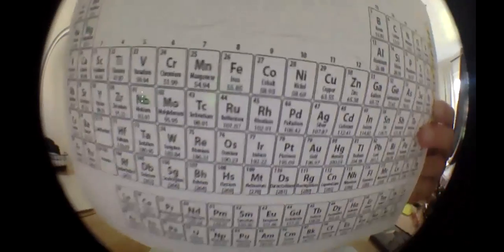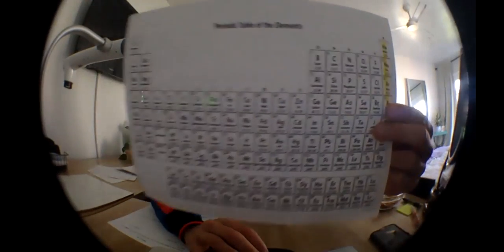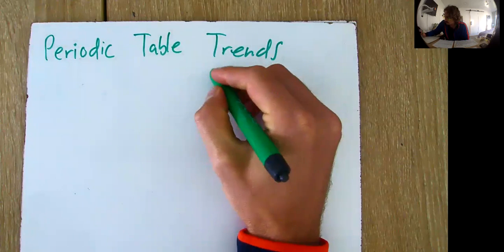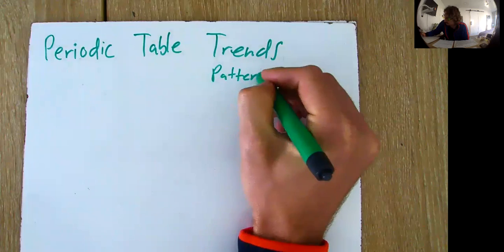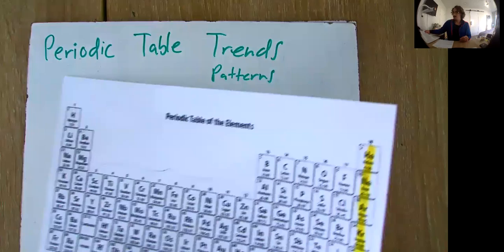All right, students, get your periodic table ready because today we're going to be studying periodic table trends. Let's think about what the word trends means for a moment. Another word for trends is patterns. And there are definitely some patterns that you may have noticed in the periodic table so far.